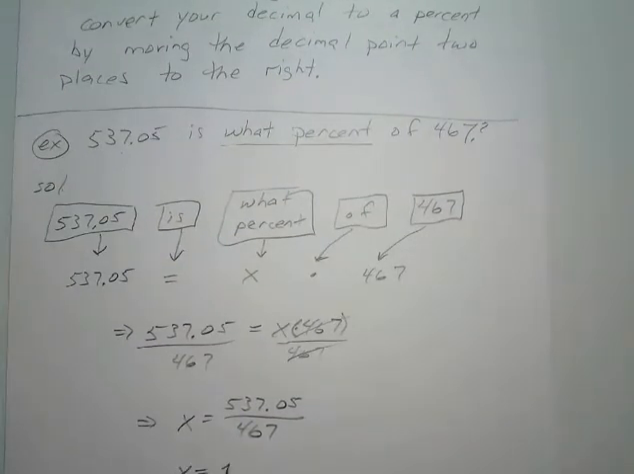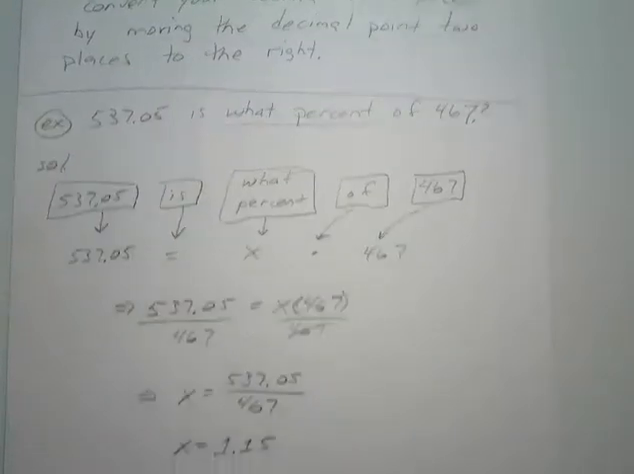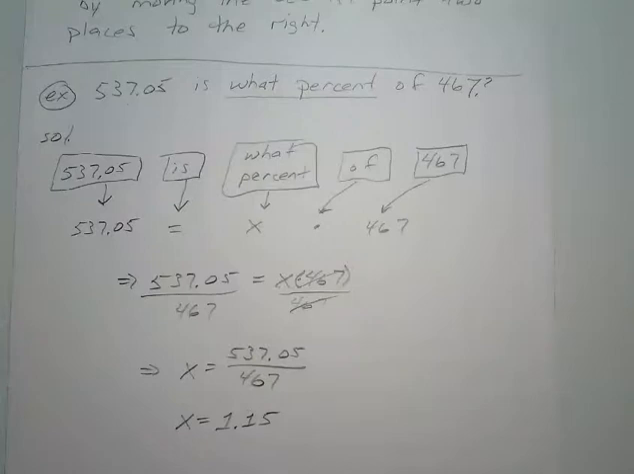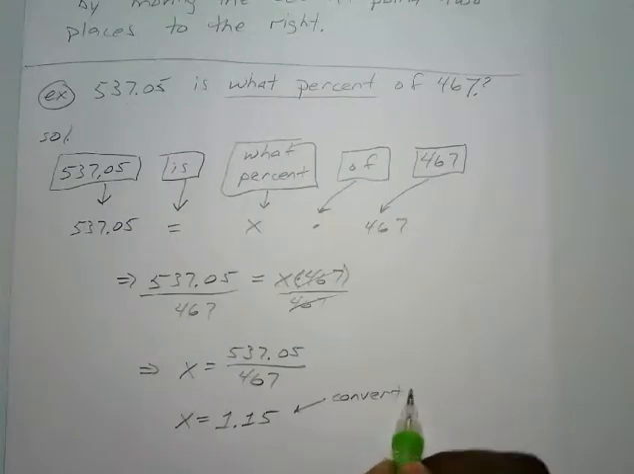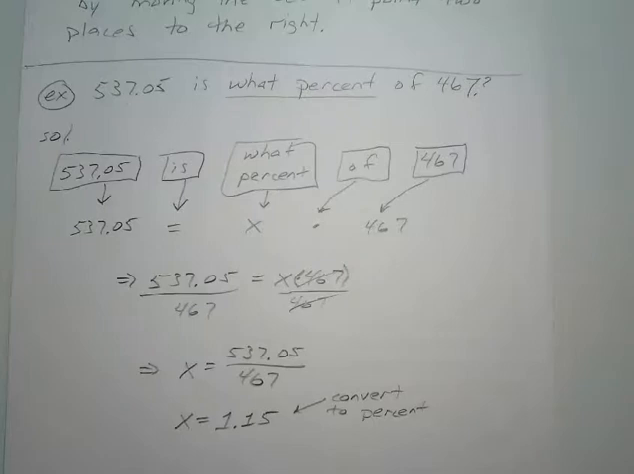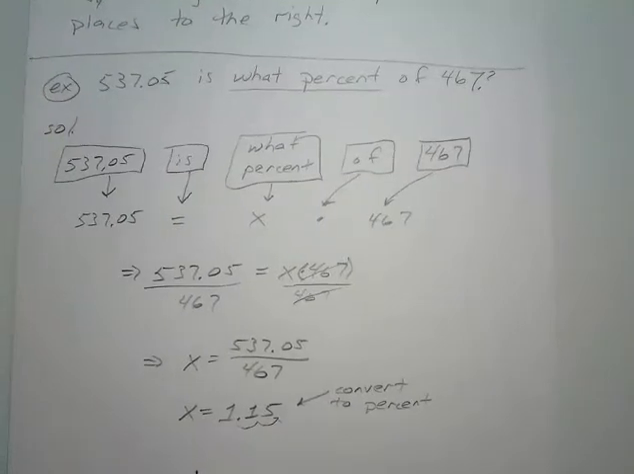X is equal to 1.15. Oops, sorry about that. Okay, now remember, this is a percent that you're solving for. So this answer has to be converted to percent. Okay, so if you're going to convert a decimal to percent, you just move the decimal point 2 places to the right. So that means x equals 115%.